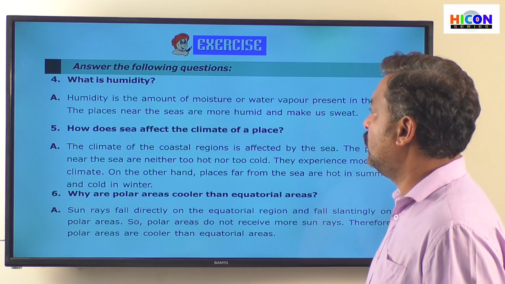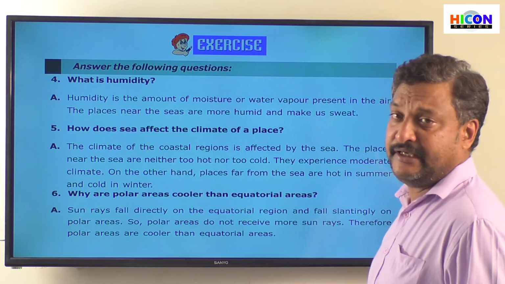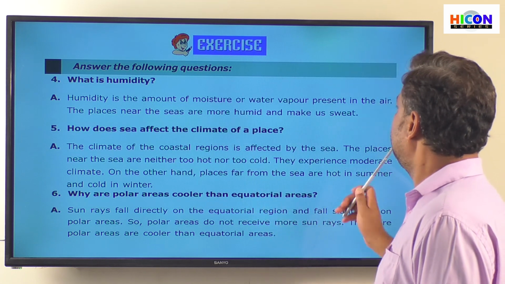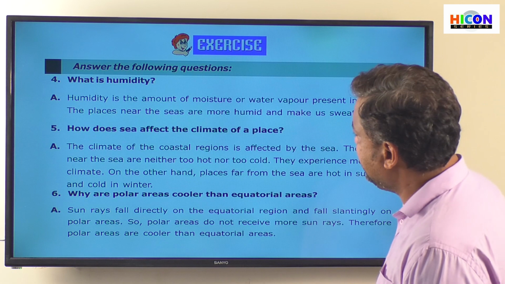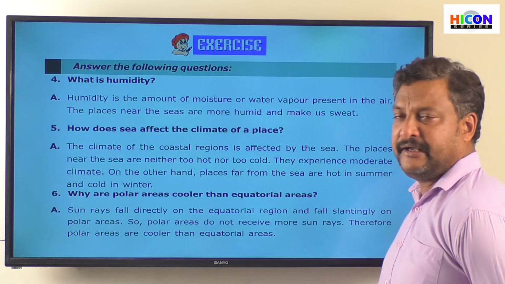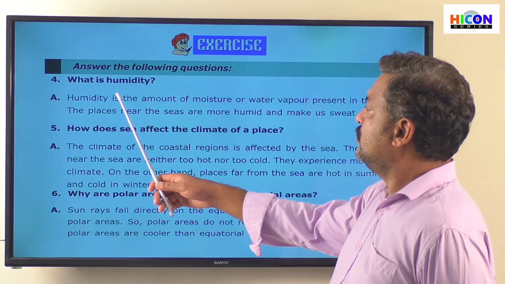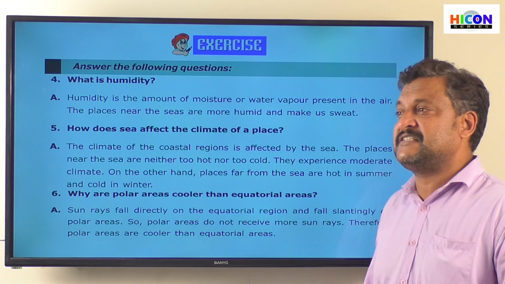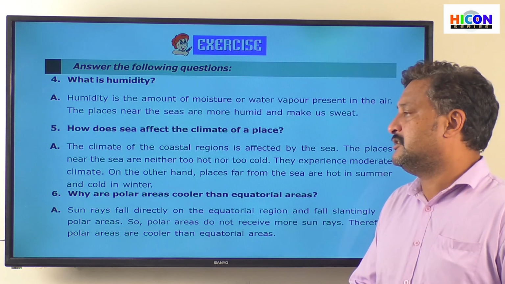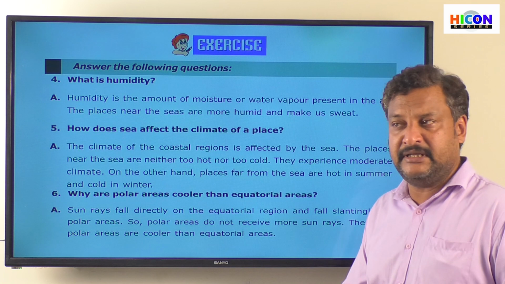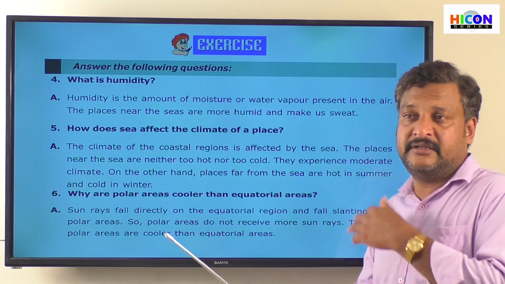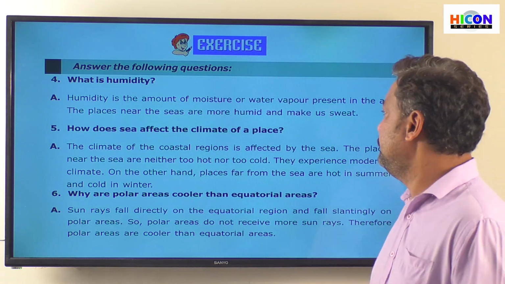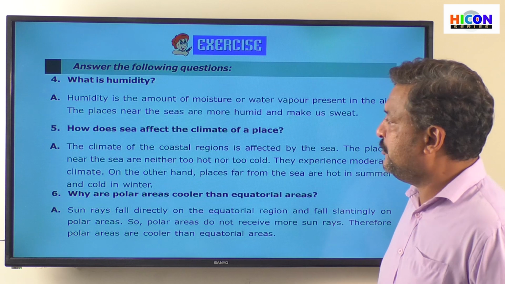Now, question number 4. What is humidity? Humidity is the amount of moisture or water vapor present in the air. The places near the seas are more humid and make us sweat. So the amount of water vapor that is present in the atmosphere is called the humidity. The coastal regions are more humid than the interior regions because the wind that blows from the water body is always carrying a lot of moisture along with it. So that is what humidity is.